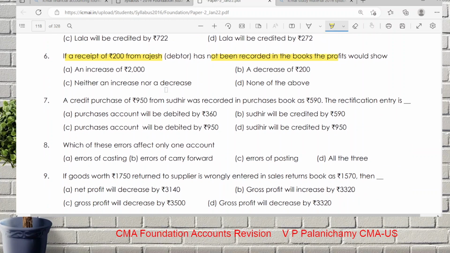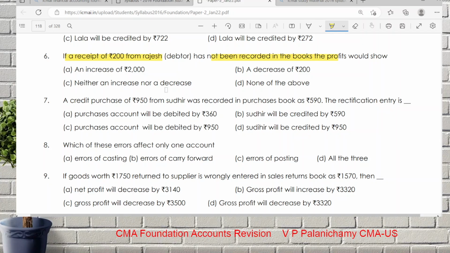Profit என்ன இருக்குன்னு கேட்டிருக்கான். நம்ம கேஷ் ராஜேஷ் கிட்ட இருந்து கலெக்ட் பண்ணிருக்கோம். இதை ரெக்கார்ட் பண்ணாம விட்டோம். திங்க் பண்ணுங்க. இதெல்லாம் நாமினல் அக்கௌண்ட் இன்வால்வ் ஆயிருக்கா? What is the journal entry for receiving cash? Cash account, Rajesh.